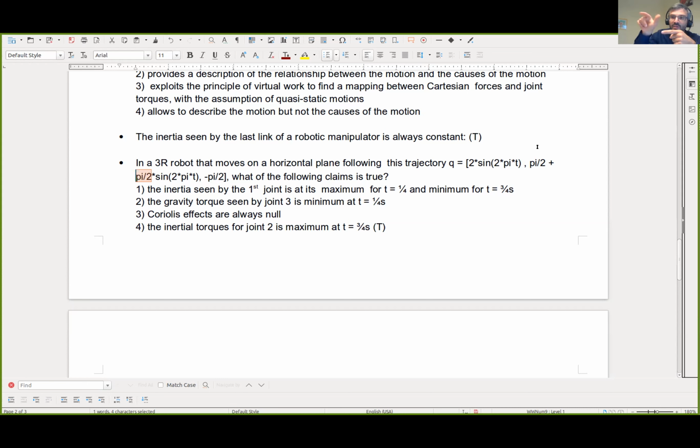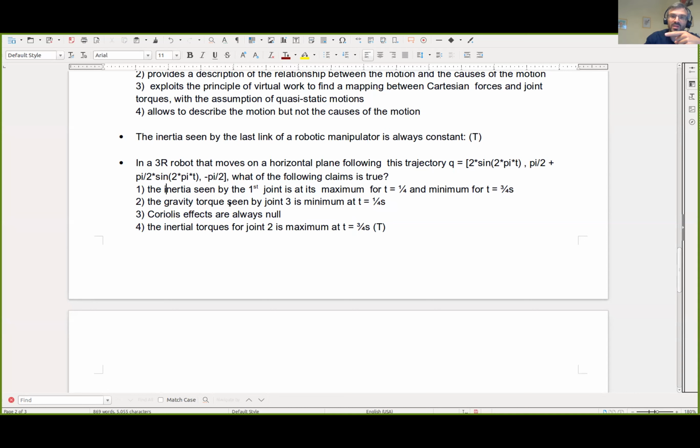So we'll do this motion. The third one is always at minus pi half. So it's like an L, and this L shape is what you need to think about. It will be a robot going this way, or in the most extreme case, it will be an L like this. So the first question is about inertia seen by the first joint.